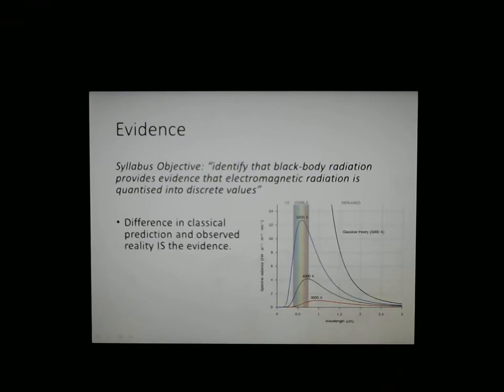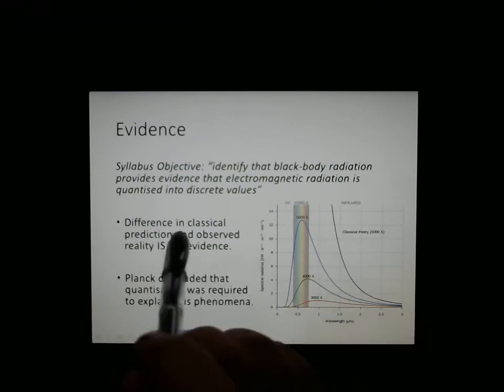So a graph like this, where we have 3,000, 4,000, 5,000 Kelvin, and these 3 lines would be what we observe, and then classical theory over here goes, nah, we should do this. The difference between the classical theory and the observed phenomena, that is the evidence. Now I would go one step further and say, this is what the evidence showed, and say that Planck concluded that quantization of energy was required to explain this. There's an example question of this that we'll look at in the revision period. So that difference is the evidence, and that's the conclusion it led to.